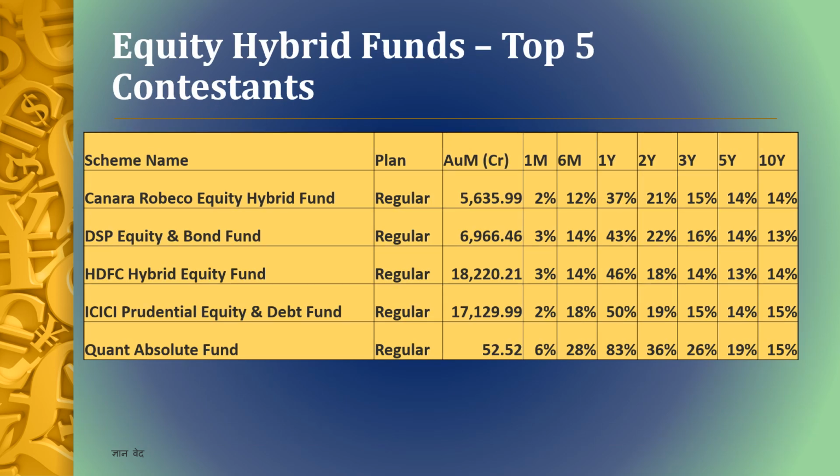From these 10 funds, we have chosen the top 5 based on their returns over these many years: Canara Robeco, DSP, HDFC, ICICI and Quant. Among these, we need to find the top 3 funds. So how? Just take a look.